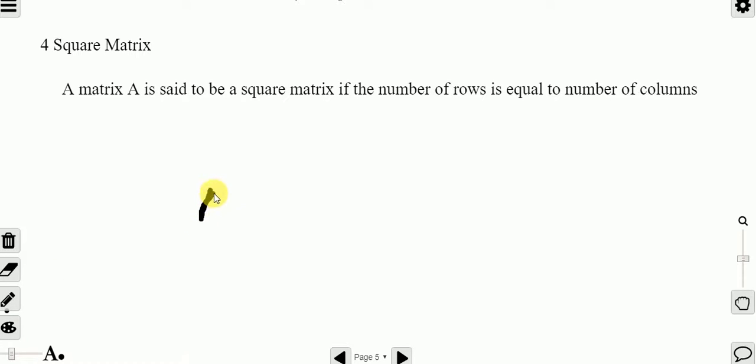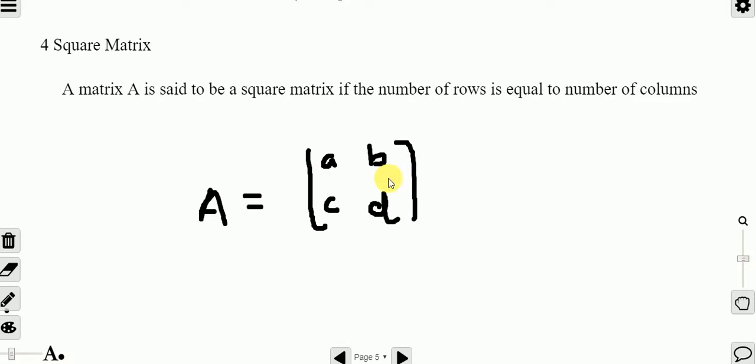Suppose there is a matrix A given as [a, b; c, d]. Okay, so how many rows in this matrix? 1, 2. So 2 rows. And how many columns? 1, 2. 2 columns. So the number of rows is equal to the number of columns. So this is a square matrix.